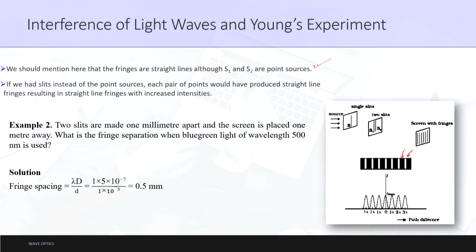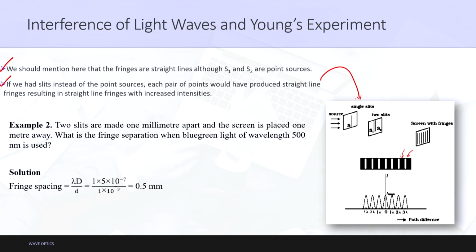Now we should mention here that the fringes are straight lines, although S1 and S2 are point sources. If we had slits instead of point sources, each pair of points would have produced straight line fringes, resulting in a straight line fringe with increased intensities. So this is the explanation being done here.